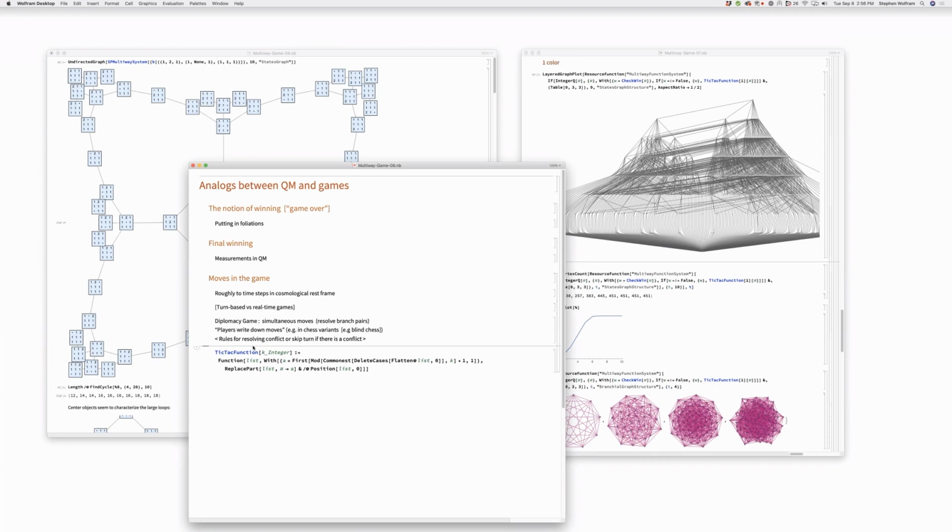Okay, part of the overall objective of this exercise of the correspondence between games and quantum mechanics is to get more intuition about quantum mechanics, to make more familiar some of the things that happen in multi-way systems. So that's kind of interesting. There's a notion of backtracking the branch pairs.